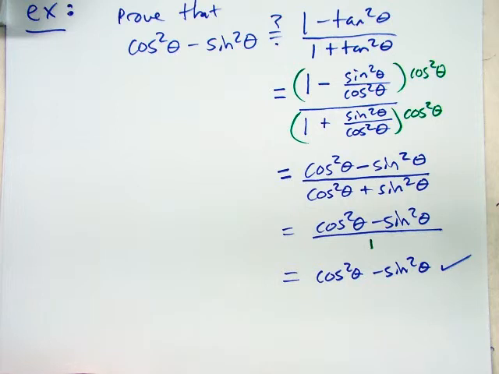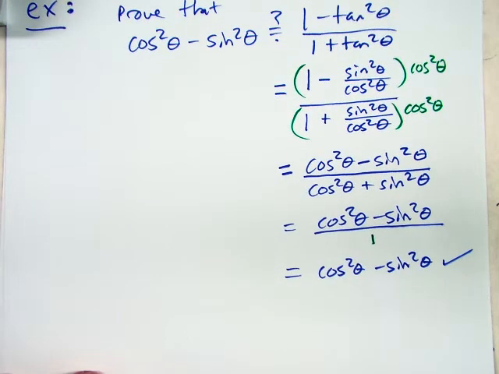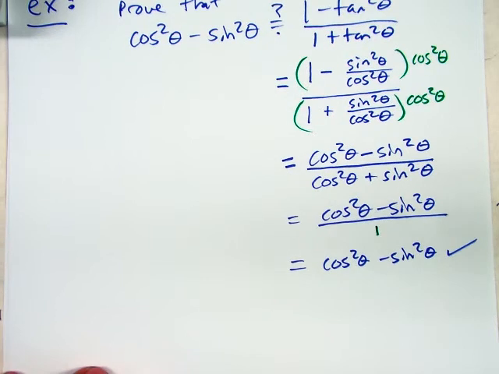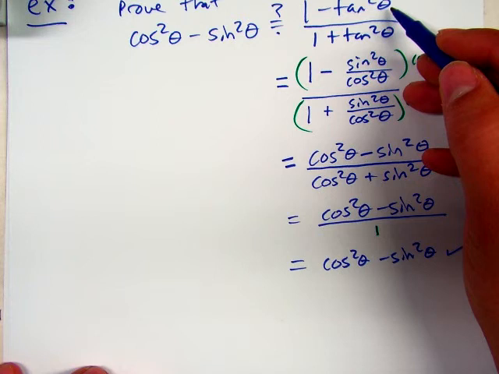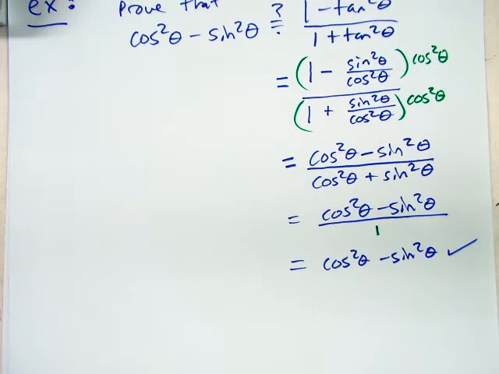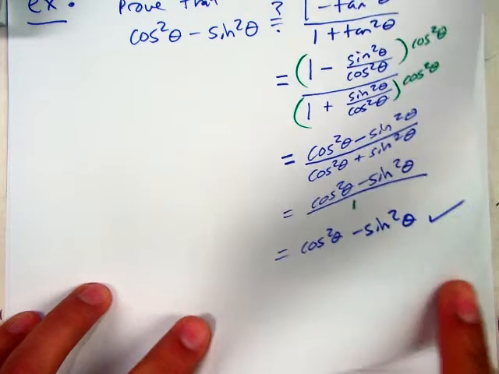I know we took what the side of the tangent looked like and used the cos and sine, but why did you divide? What do you mean, why did I divide again? 1 minus sine squared theta divided by cos squared theta, why'd you divide those? Because that's what tangent is. Okay, light bulb, that's good.